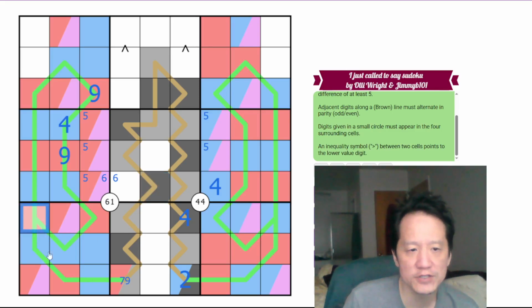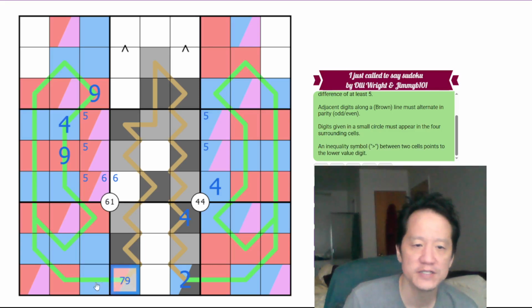This low is next to 2 unique digits on a German whisper line. This low is next to 2 unique digits on a German whisper line. And this low is next to 2 unique digits on a German whisper line. So none of those can be 4. Where is the 4 in this box here? It has to be here.